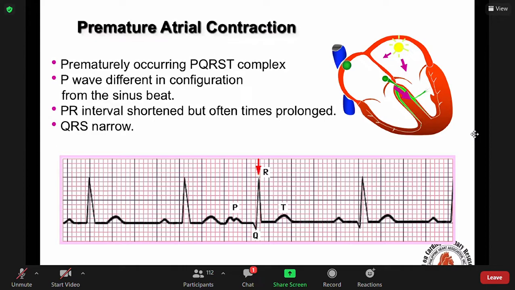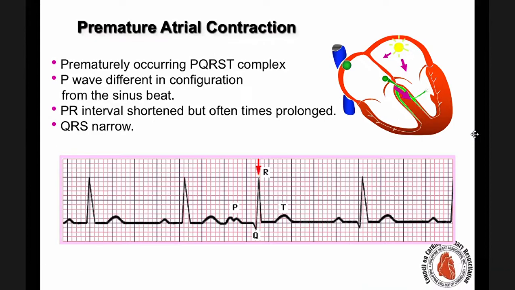And most of the time in a premature atrial contraction, the PR interval is narrowed because most of the time the origin of the electrical impulse is near the AV node. Kaya mabilis siya makapag-conduct to the AV node, and that's why the PR interval is narrow or shortened. But I give you an example kasi it can sometimes be prolonged. Pag malayo, for example, in this particular case, the origin is in the superior portion of the left atrium. Malayo yung tatravela niya to the AV node, and that's why the PR interval is also prolonged.